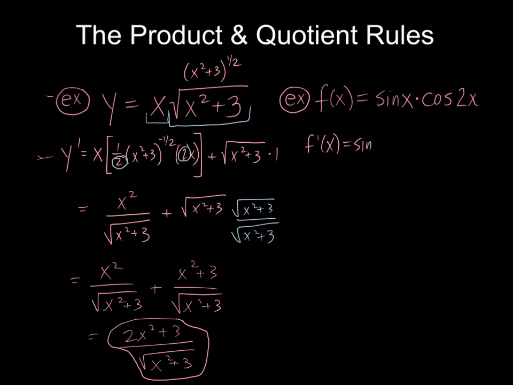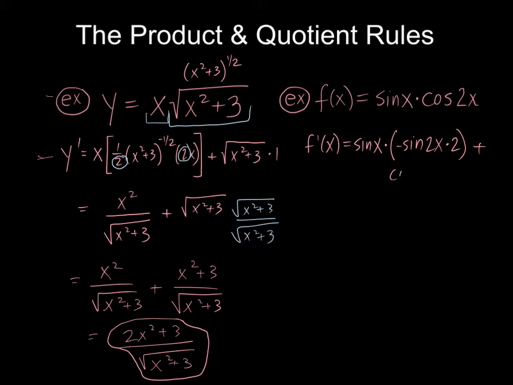First times derivative of the second. The derivative of cosine of something is negative sine of something. But since that something has a derivative, I've got a times 2. All right, so the chain rule is happening here as well.